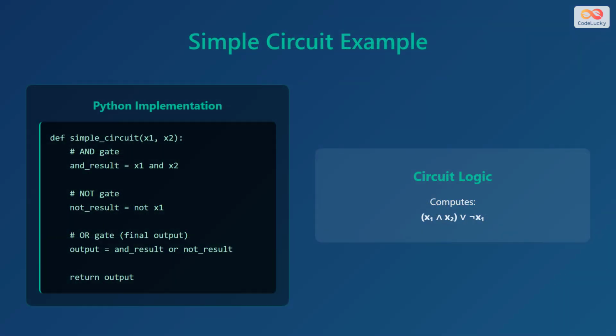Let's look at a simple example. On the left, we have a Python implementation of a simple circuit. It starts by performing an AND operation on inputs x sub 1 and x sub 2. Then, it performs a NOT operation on x sub 1. Finally, it combines the results of the AND and NOT operations using an OR gate to produce the final output. In essence, this circuit computes the Boolean expression (x sub 1 and x sub 2) or not x sub 1.